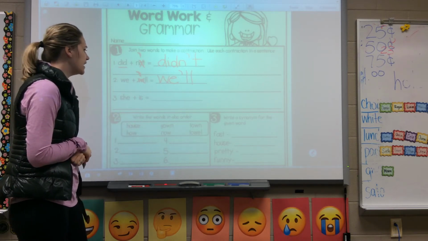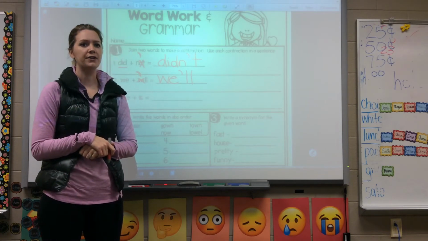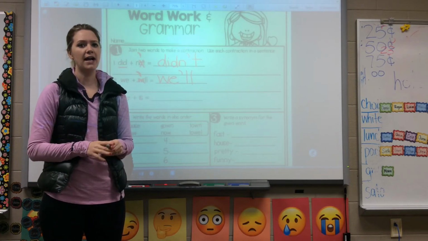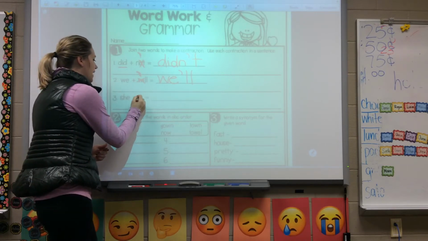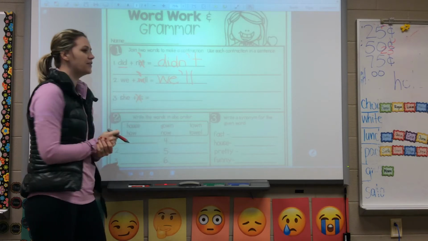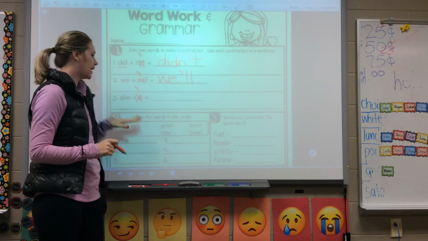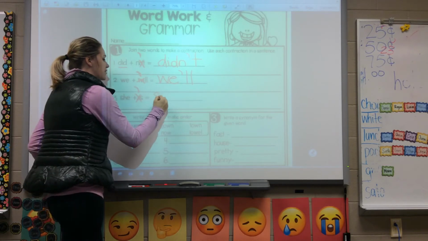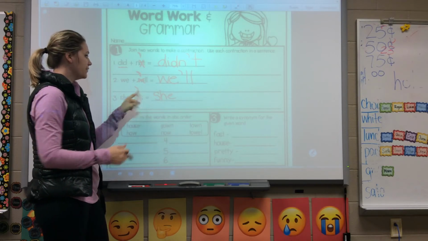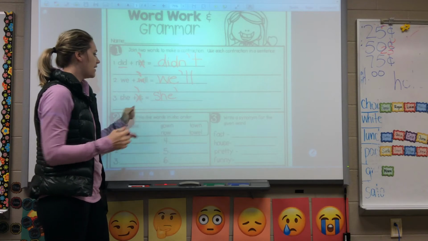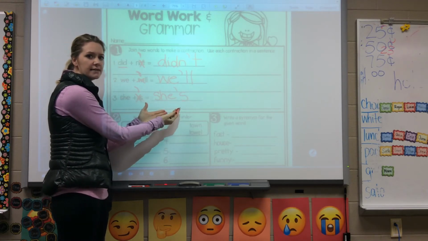Number 3, she plus is. She is. What letter or letters fall out of is contractions? She is. The I falls out. The I. So we're going to X out the I, replace it with our apostrophe, and now we can write it on the line. She stays the same. It's the first word. We do not do anything with that first word. Our I fell out, so we're going to replace it with the apostrophe and then add our S. So she is becomes she's.